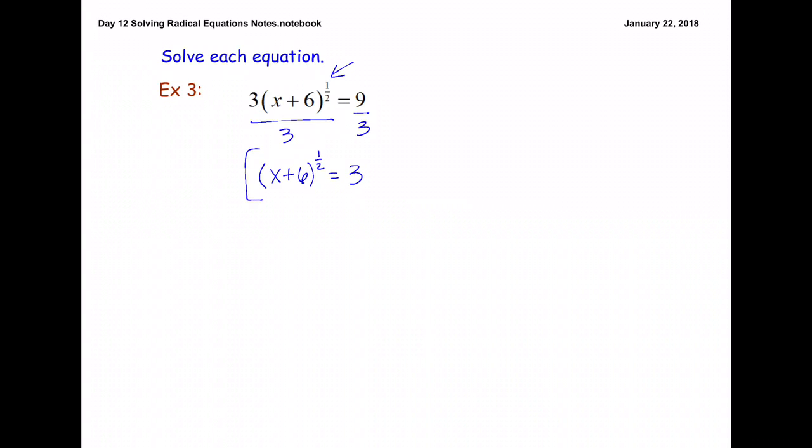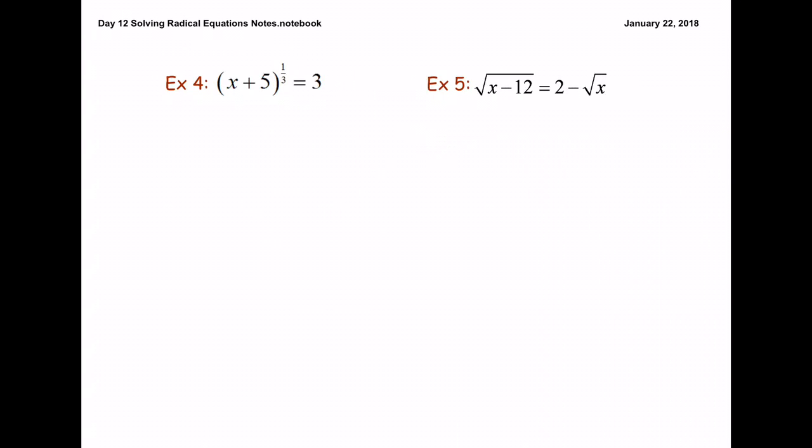If we multiply or raise this to the second power, it would eliminate because 1/2 times 2 over 1 equals 1 whole, and anything to the first power is just itself, x plus 6. 3 squared is 9. The inverse of positive 6 is minus 6, and we get x is equal to 3.